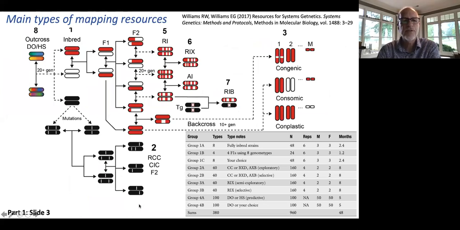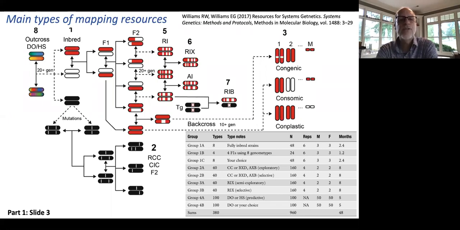And let me just move some screen items that you probably can't see that I do see. So this is from a review on resources for systems genetics, a book by Klaus Schughart and team. And this just outlines in schematic form the types of resources that most of you have been exposed to in one form or another from high school, including the inbred strains, the F1s, the F2s, the sort of Mendelian test crosses that have been used now for a long time.